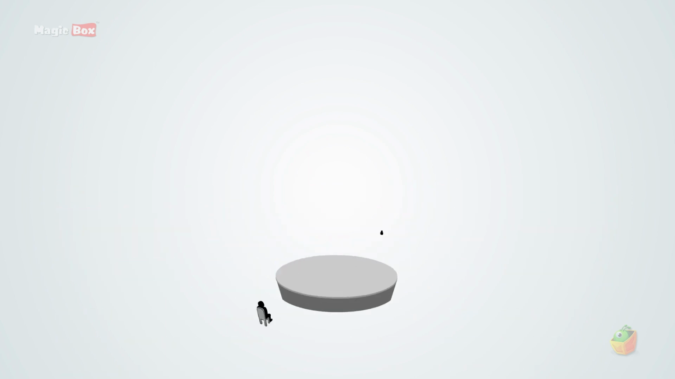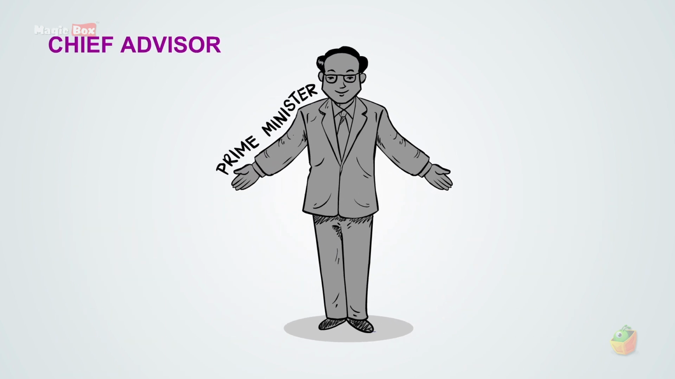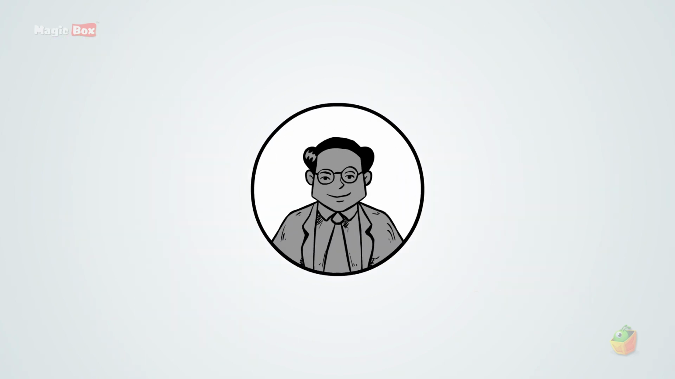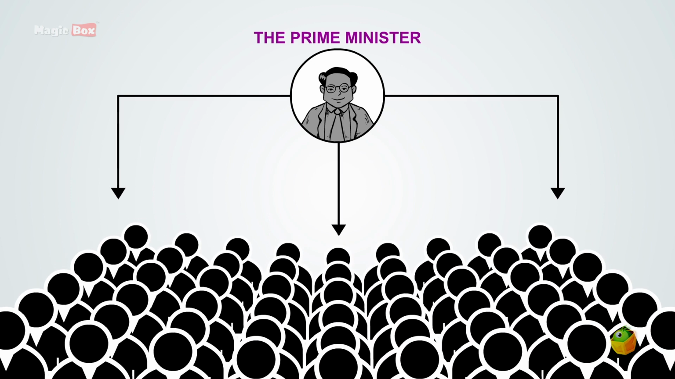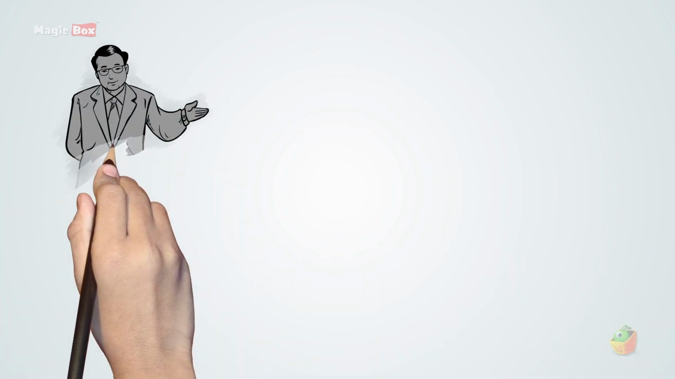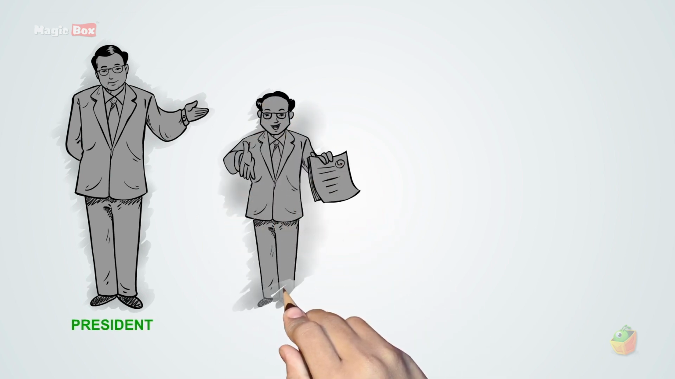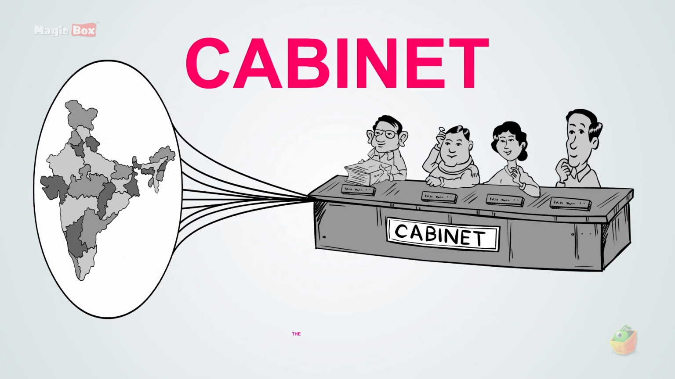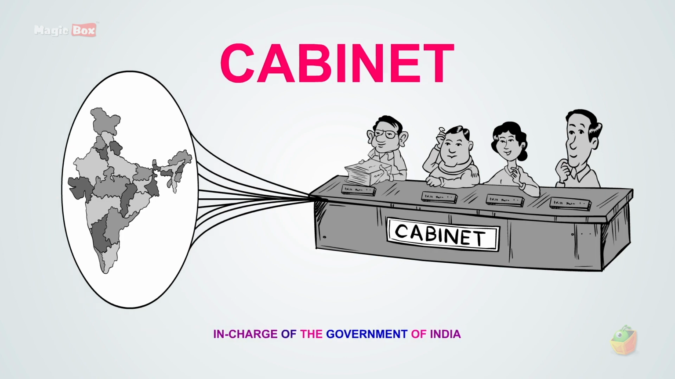Prime Minister of India. The Prime Minister of India is the Chief of Government, Chief Advisor to the President of India, and Head of the Council of Ministers. The Prime Minister leads the executive branch of the Government of India. In practice, the Prime Minister nominates the members of their Council of Ministers to the President. They also decide a core group of ministers known as the Cabinet. The Cabinet is in charge of the important functions and ministries of the Government of India.